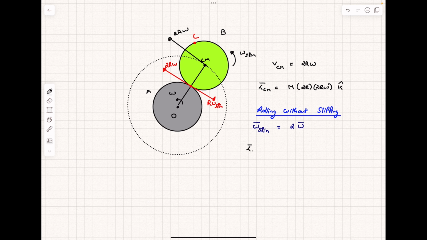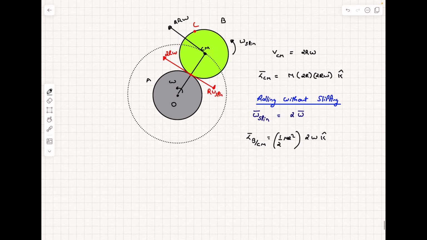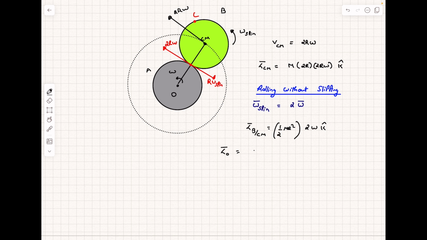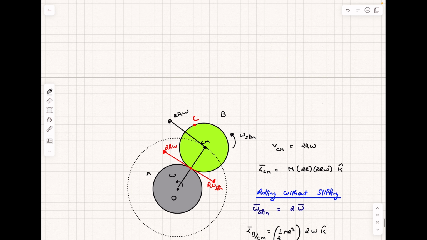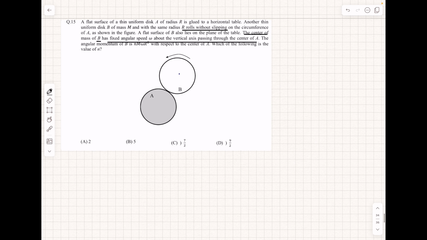So now the second term, that was the angular momentum of the disk B relative to the center of mass. This was equal to the moment of inertia of this disk about its center of mass, so that is half mr squared, right? Times the spinning omega, which is actually 2 times omega. So the omega vector is in the k cap direction itself. Finally, the angular momentum about the point O is going to be the sum of these two, and that comes out to be 5 mr square omega in the k cap direction. That was the required answer. So we had to find the value of n, and that will come out to be 5.